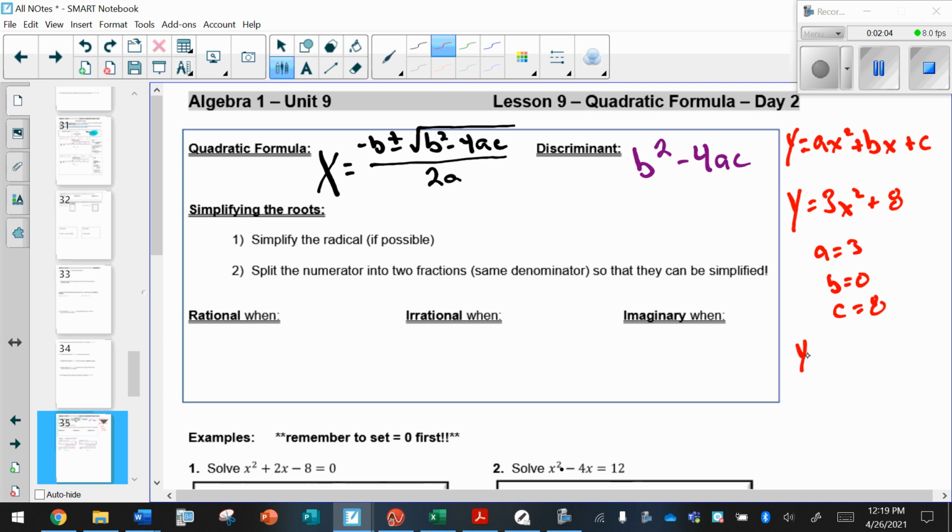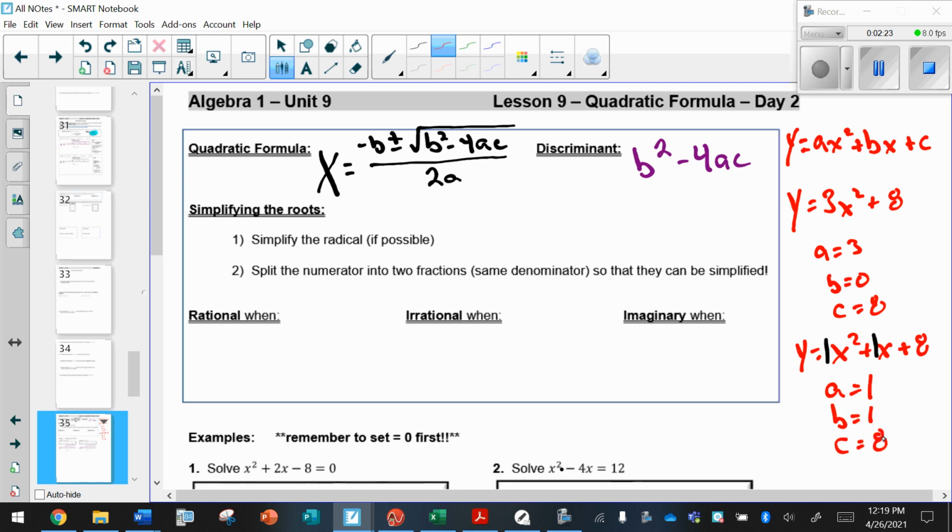If I had something like x squared plus x plus 8, a is equal to 1 because the invisible coefficient of x squared, if we don't see a number there, is 1, but the x squared is still there. Same thing with our b value. Our b value would also be 1, and c is 8 again.